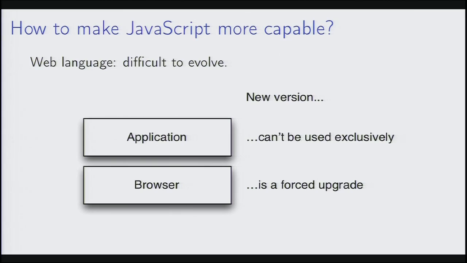Unfortunately, as a web language, it is difficult to evolve. Whenever you introduce a new version, it's a forced upgrade in the browser because you still want to run all existing applications. And when it comes to applications, then you can't use the new version exclusively because you still want to run on all existing browsers.